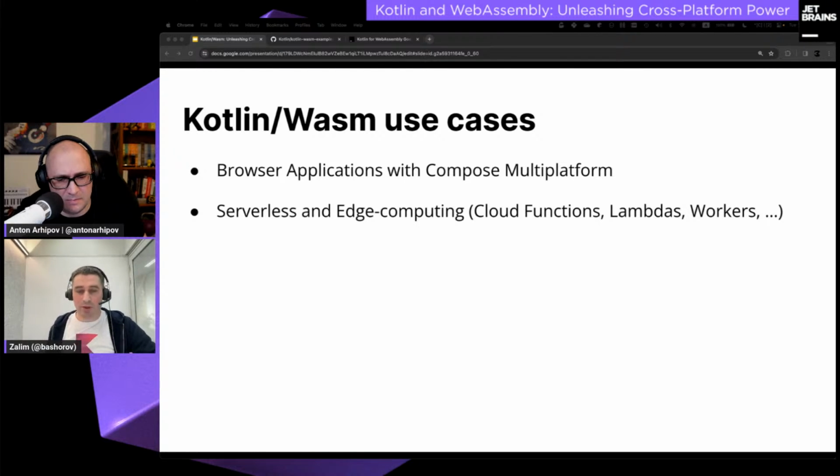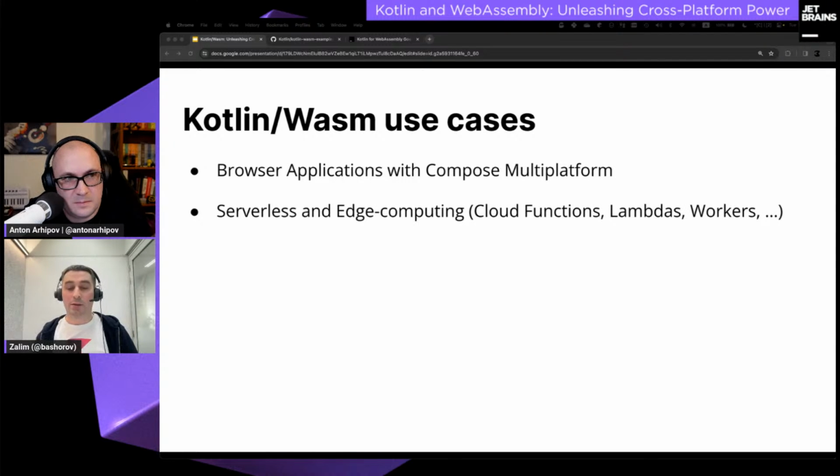Next, now we have Kotlin Wasm as alpha, and with Kotlin Wasm we are working on two major use cases for now. First is creating web browser applications with Compose Multiplatform, to allow developing and porting applications using Compose for UI. And the second use case is serverless and edge computing, including cloud functions, lambdas, workers, and so on, to leverage WebAssembly portability and efficiency benefits on the server side.